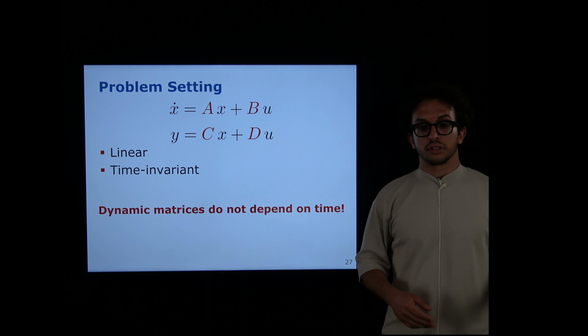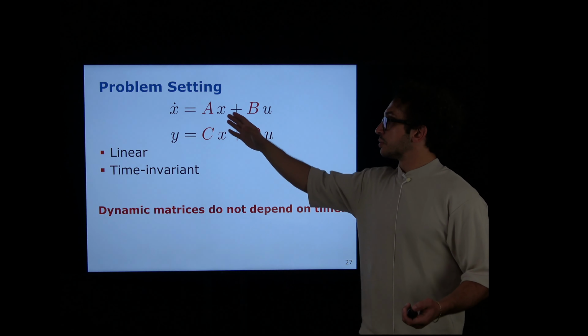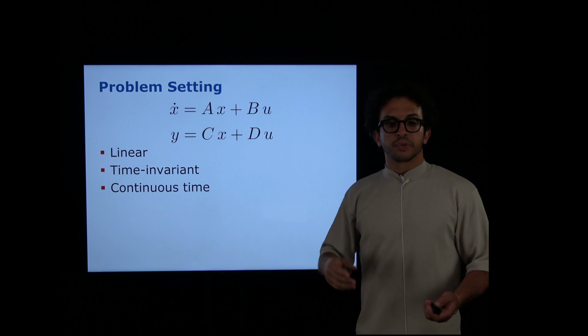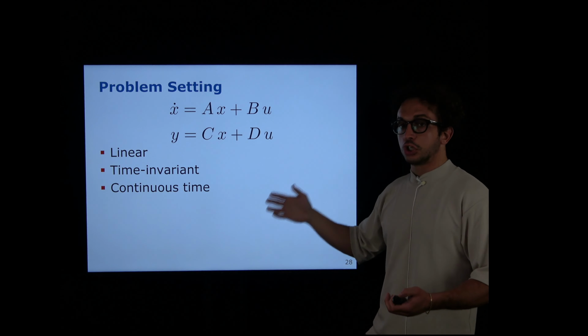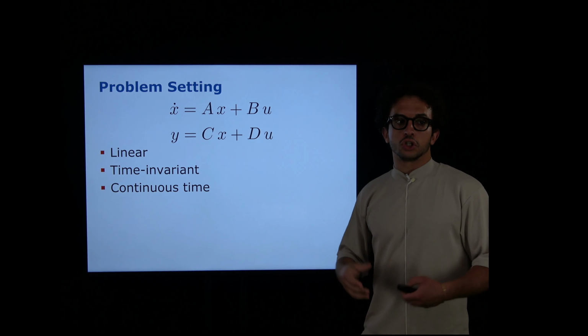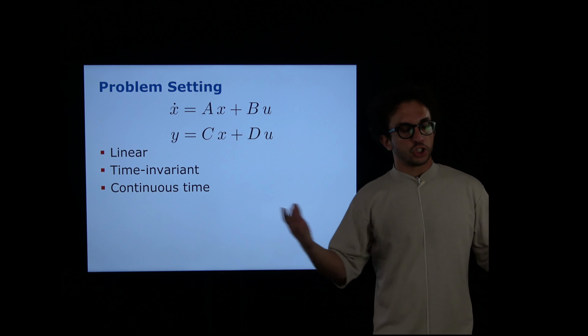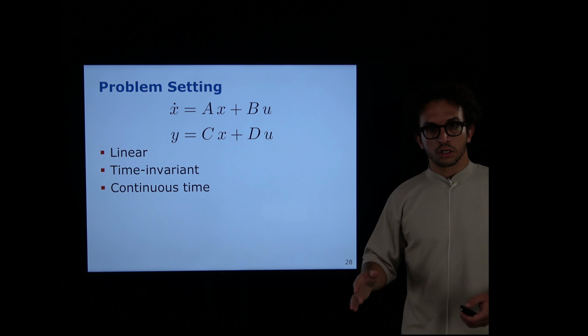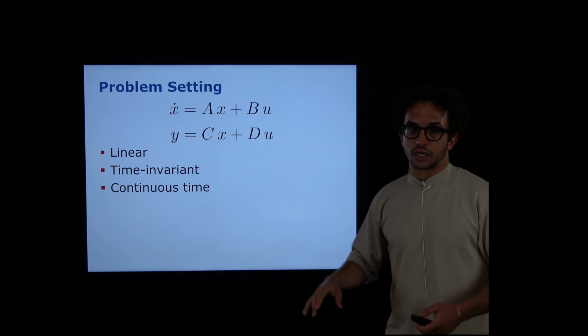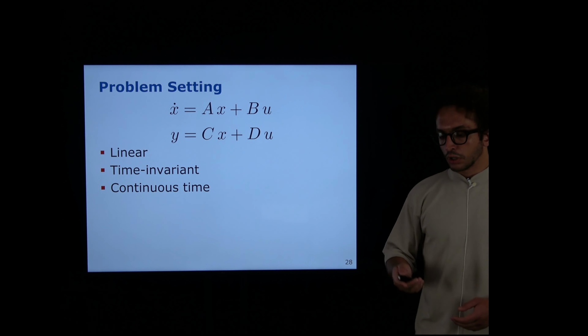Something is time invariant because we don't want these matrices to depend on time, and on something that is continuous time. So we are working with continuous time, not with discrete time. Discrete time systems and digital systems in general will be a topic of the course later on, but for now all the lectures are about continuous time systems.